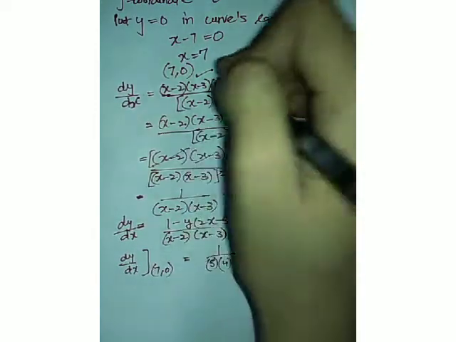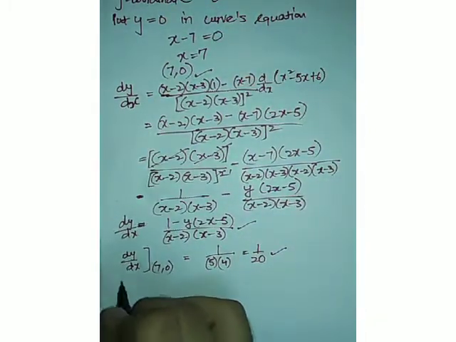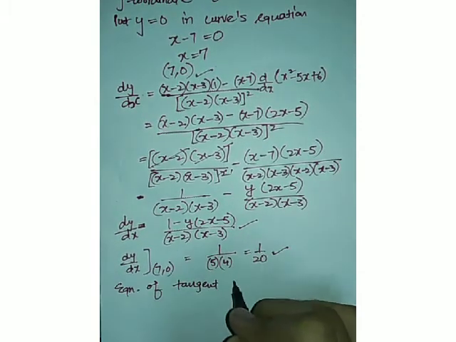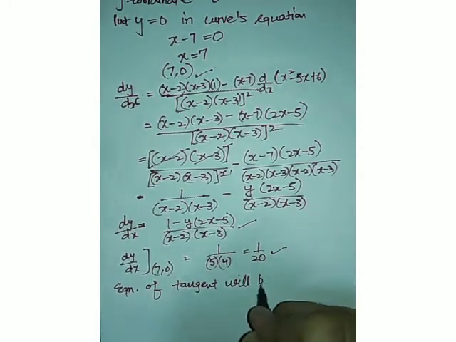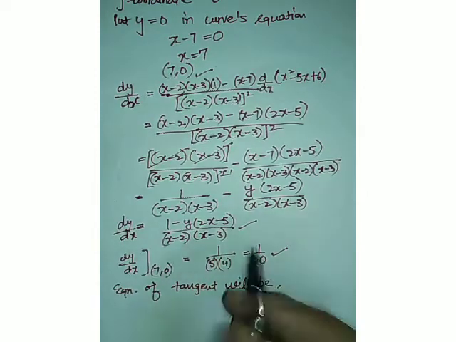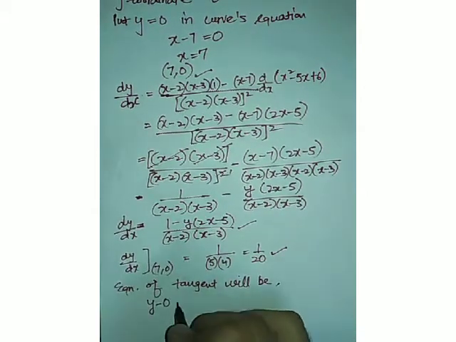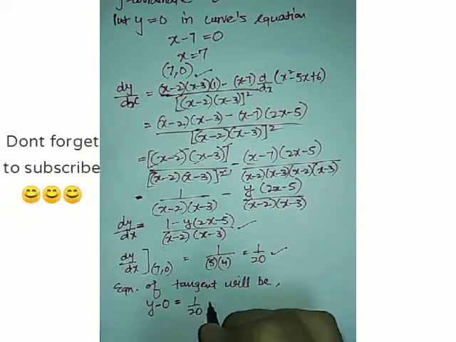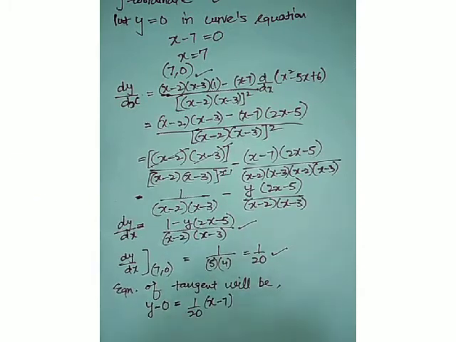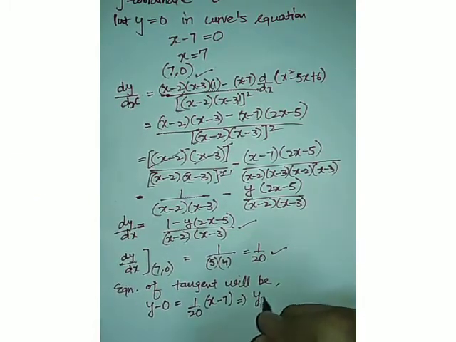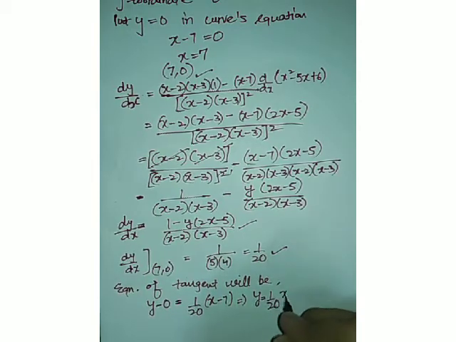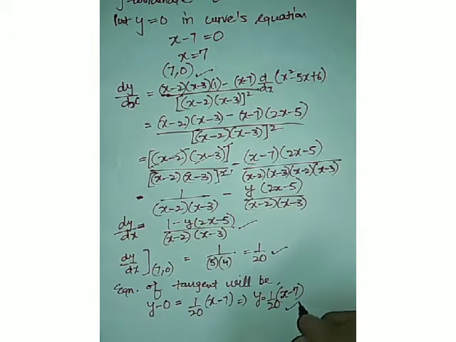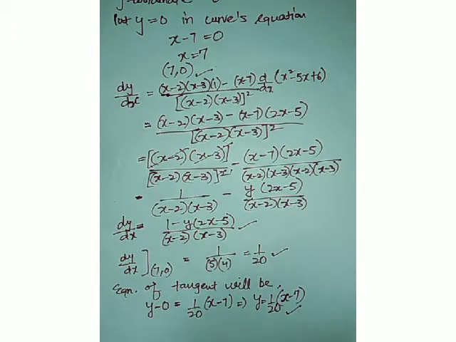We have got the slope, we have got the point. Substitute it in the equation of tangent. Equation of tangent will be, what was the equation? Y minus y naught, it means y minus 0 is equal to the slope, that is 1 upon 20, then x minus x naught, it means x minus 7. Or ultimately the equation will become y is equal to 1 upon 20 x minus 7. This is our required equation of tangent at the point where the curve is cutting x-axis.